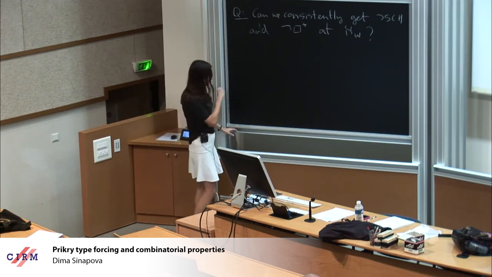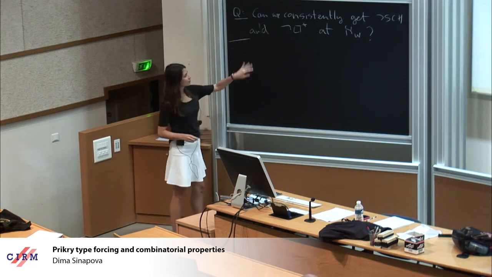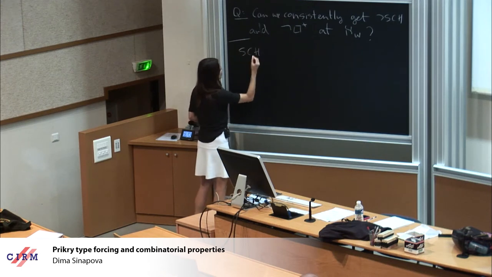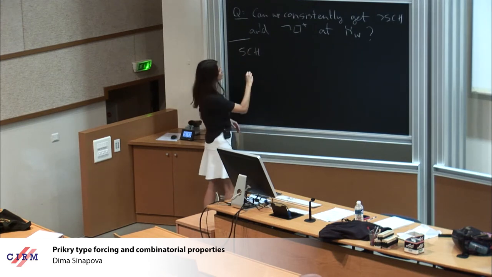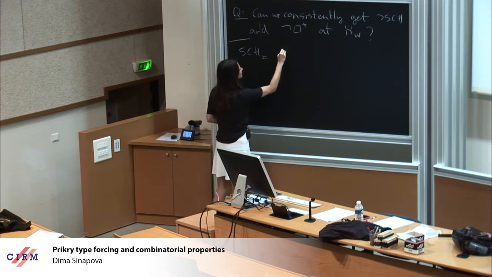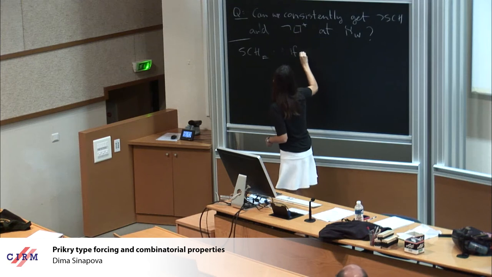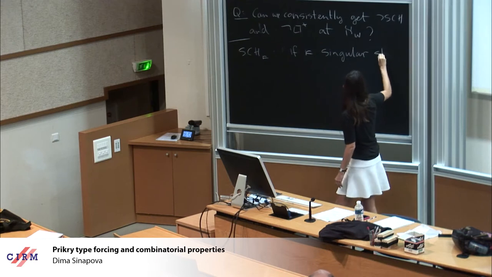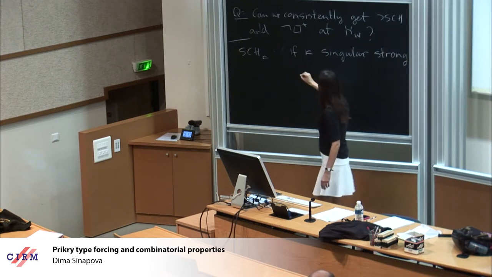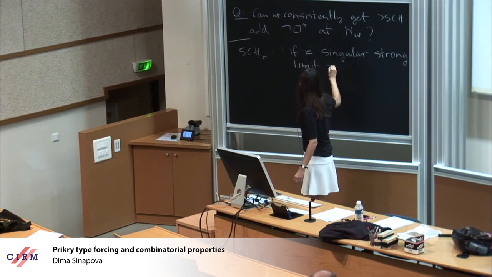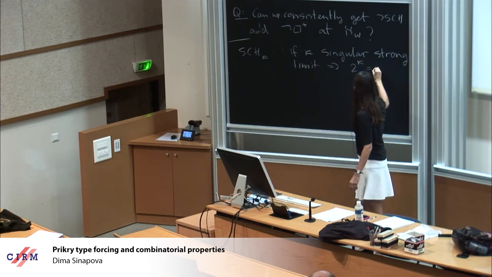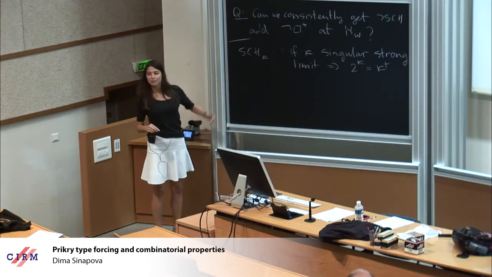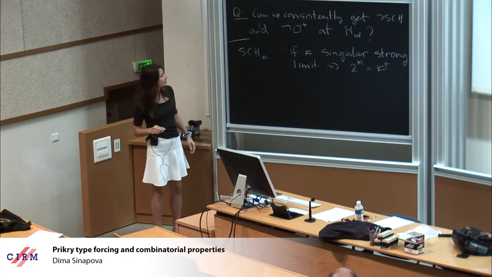Okay. So let me just give some definitions. Recall the singular cardinal hypothesis at kappa, and I'm going to do it for the strong limit version. It says the following: if kappa is a singular strong limit, then 2 to the kappa is kappa plus. So this is just a parallel of CH for singular cardinals.